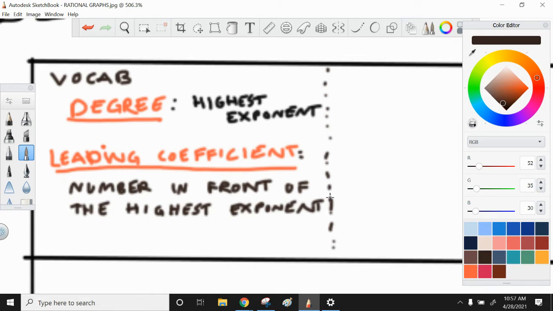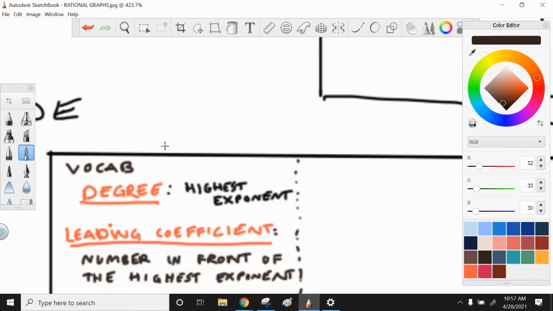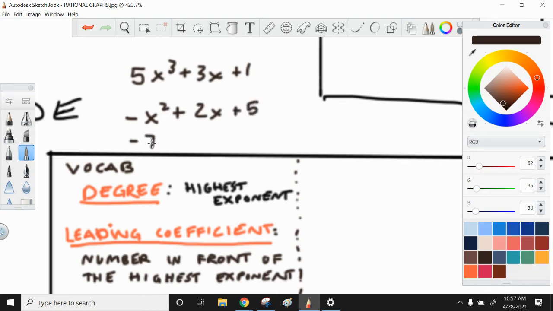So let's be very clear. This is a really easy two pieces of vocab, right? If I've got the function 5x cubed plus 3x plus 1, the function negative x squared plus 2x plus 5, the function negative 7x to the 6 plus 3x cubed plus 2, the degree is 3, the degree is 2, the degree is 6. It's literally just the highest exponent.